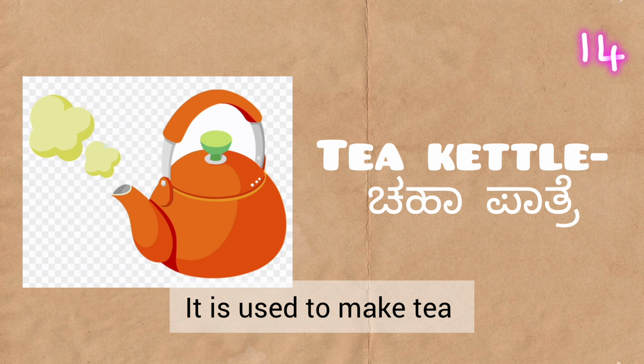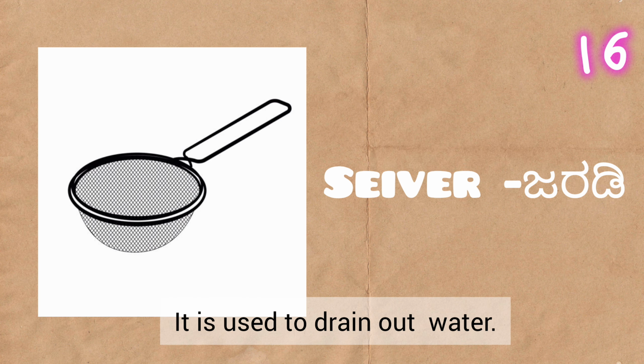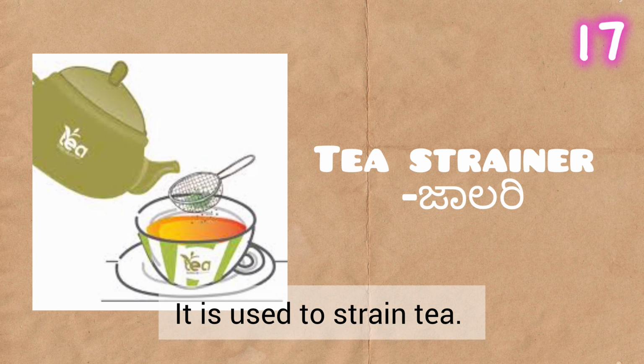Tea kettle, chaha patre. It is used to make tea. Grater, turiyuva mane. It is used to grate vegetables. Sieve, jaradi. It is used to drain out water. Tea strainer, jalri. It is used to strain tea.